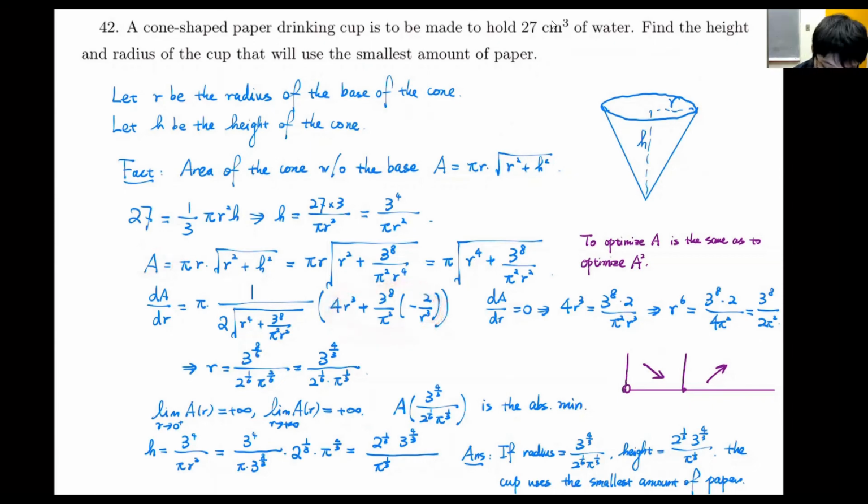But if you directly start from A squared, it is precisely the inner function, namely pi squared times r to the 4th plus 3 to the 8th divided by pi squared r squared. So you could directly start from this and take the derivative, and you will come to the same equation as well. If you notice this fact, then you don't need to bother with this annoying factor in the front. So this is the first remark that can help to simplify the computation.